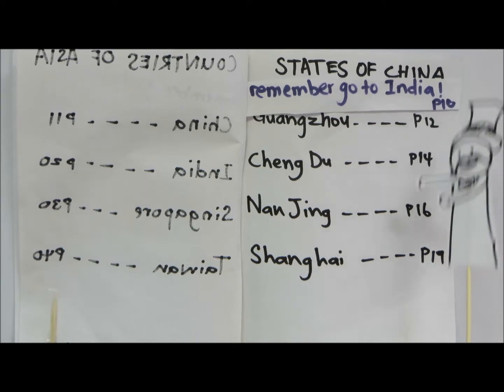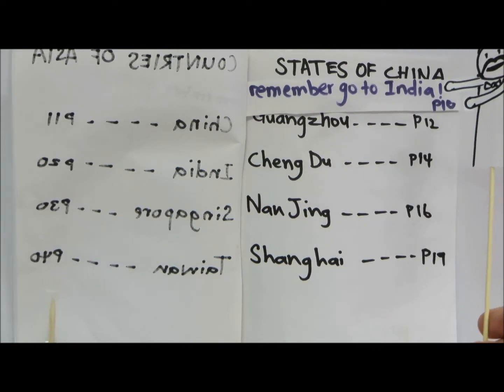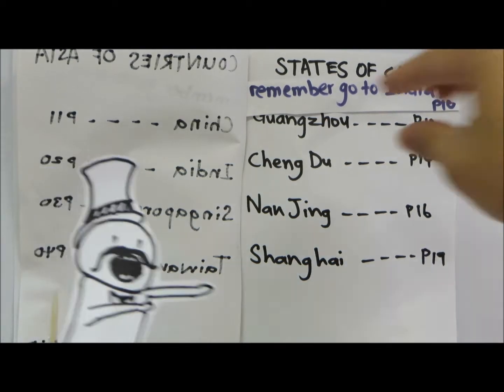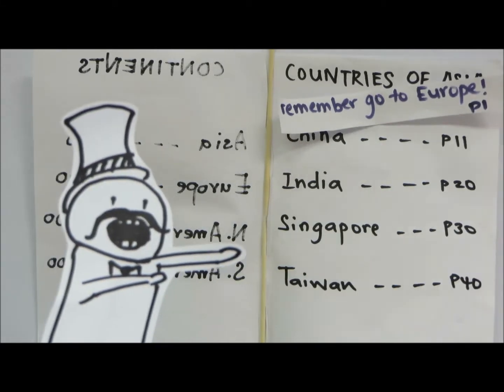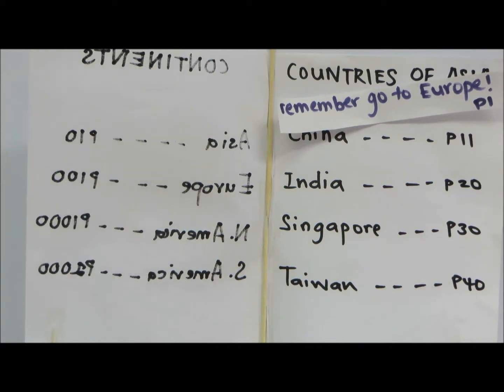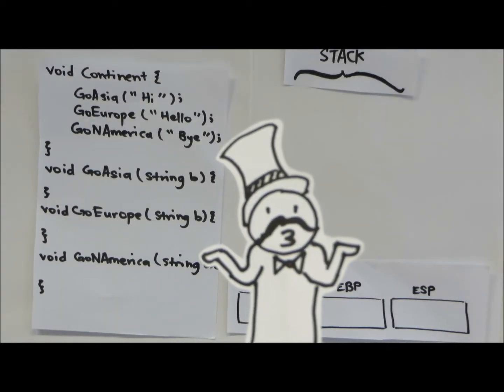After finishing all states of China, he looks at the note above and sees, remember to go to India, page 10. So he removes the note and goes back to page 10. And he follows the next line. So you get the idea. But how does this relate to a stack?